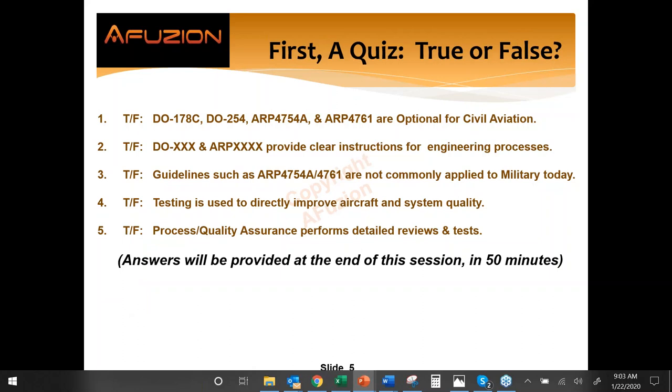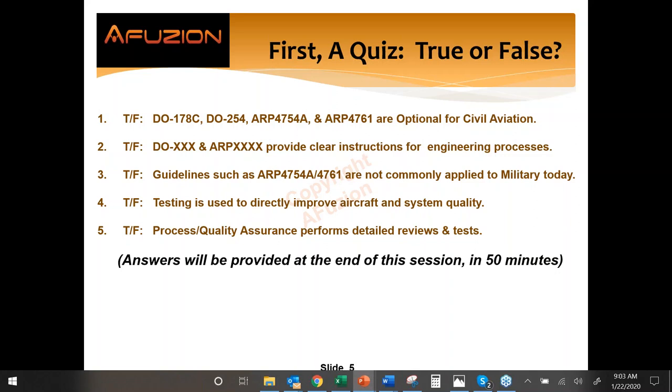First, let's have a little quiz. You know how these work. We like our quizzes. These are true, false. Number one, 178C, 254, 4754, 61 are optional for civil aviation. Is that true or false? We'll talk about military also.